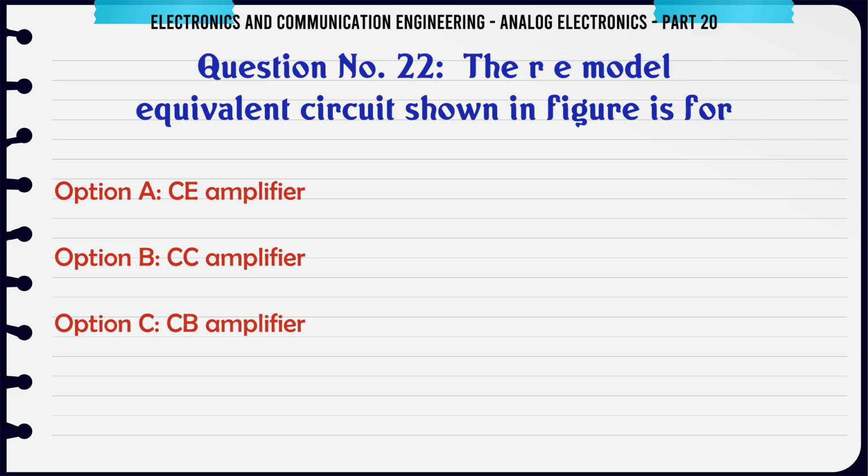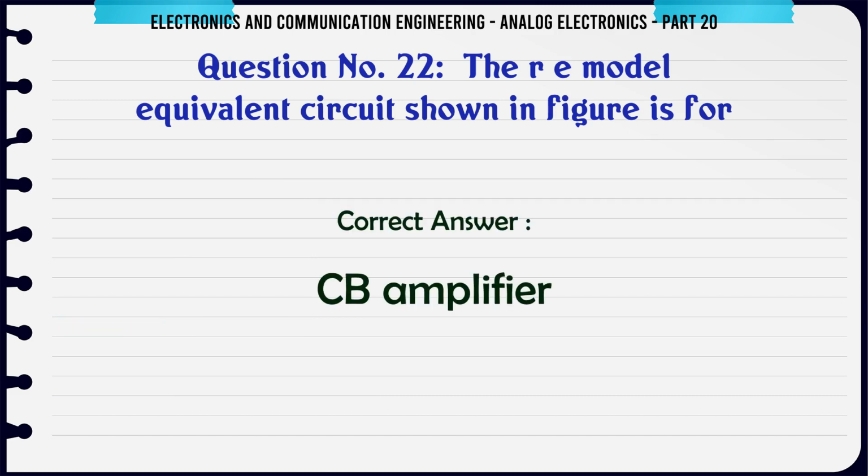The re model equivalent circuit shown in figure is for A. CE amplifier, B. CC amplifier, C. CB amplifier, D. None of the above. The correct answer is CB amplifier.